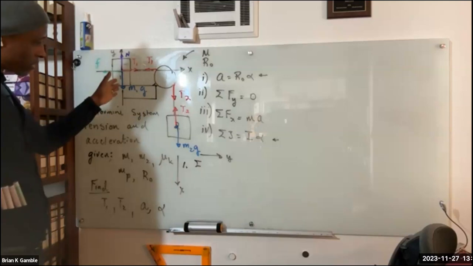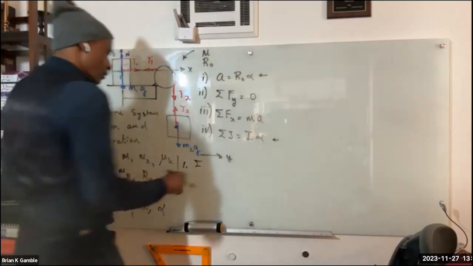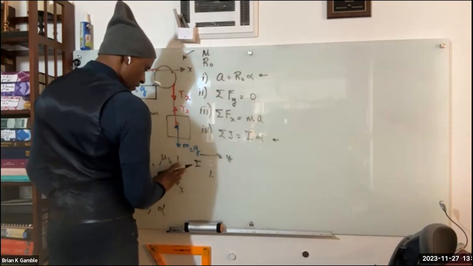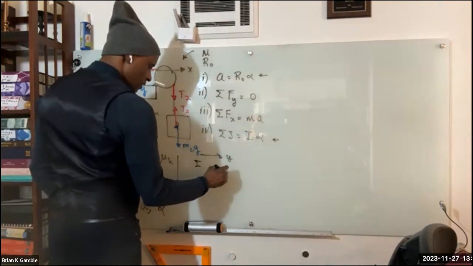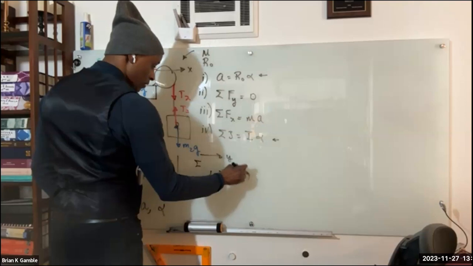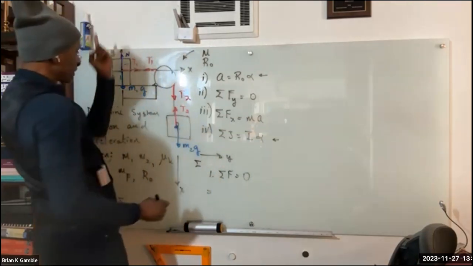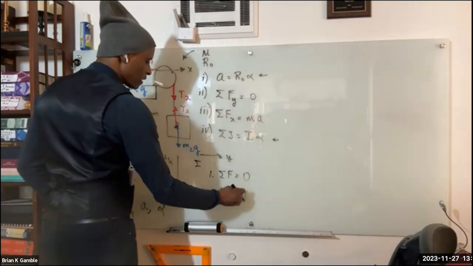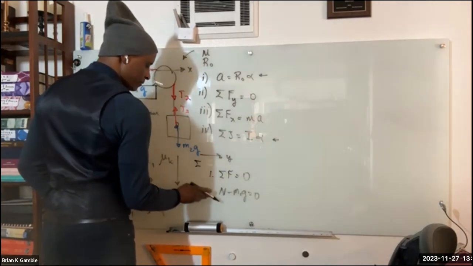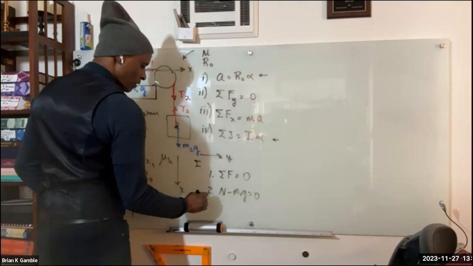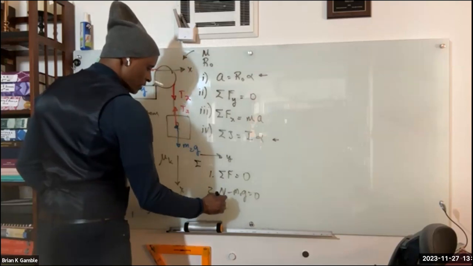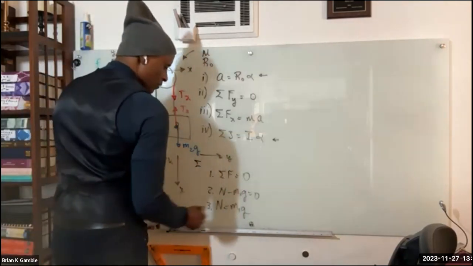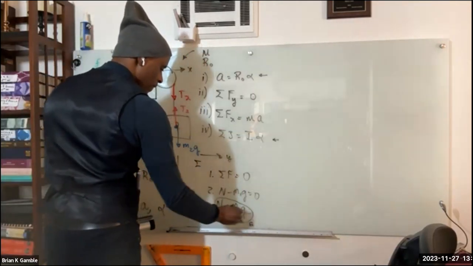So in the Y direction, for block one, we have that the net force is equal to 0. So the forces that we have along the Y direction there are normal force minus m1g equals 0, so that the normal force is equal to m1g. That's a result. We'll need that for friction.